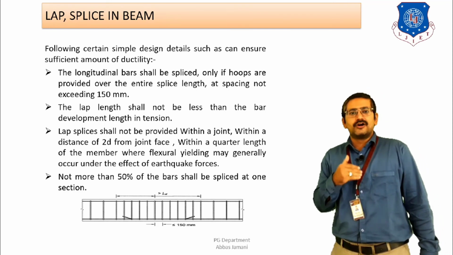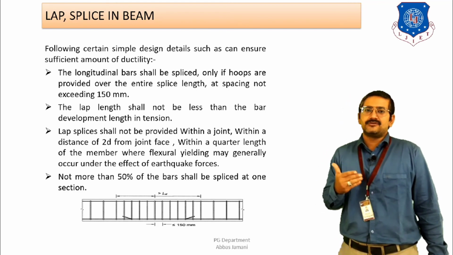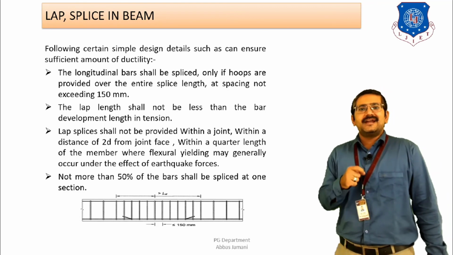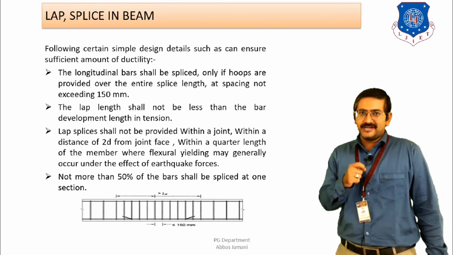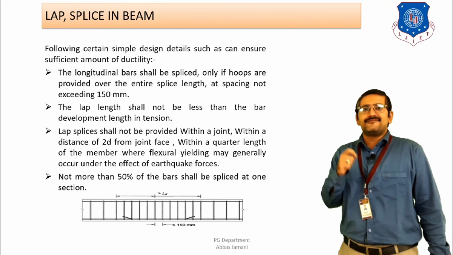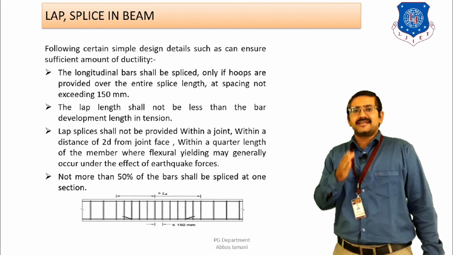And if we talk about the location of the lap and location of the splices, certain guidelines are given for that also. The code is saying that the lap should not be provided within a joint, or at a distance 2D from the joint, or at the same time D by 4 distance from the face of the column, right? So again, let us break it down slowly.